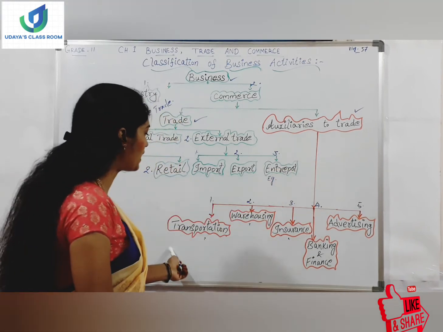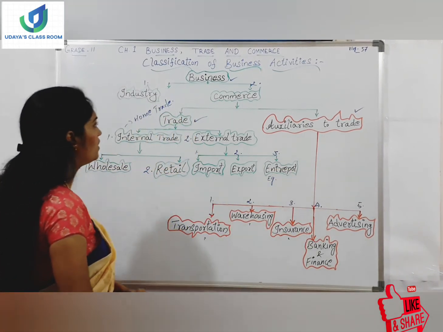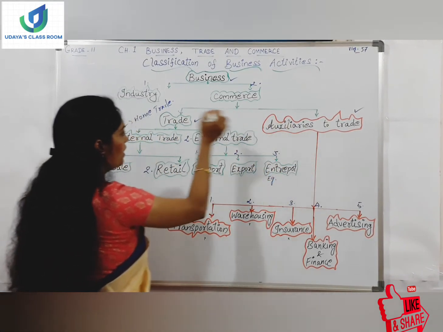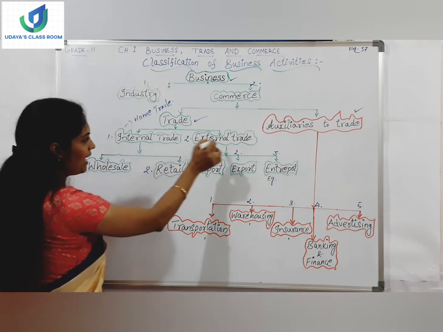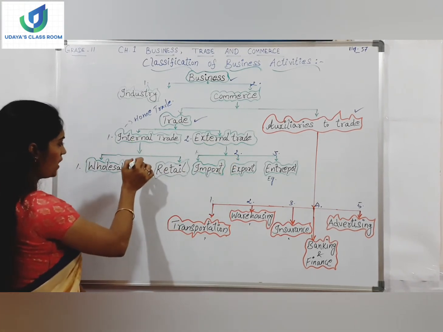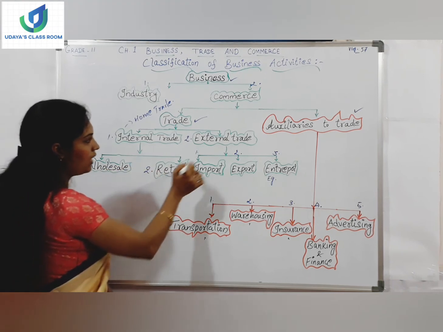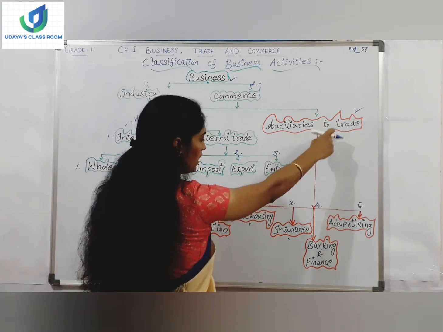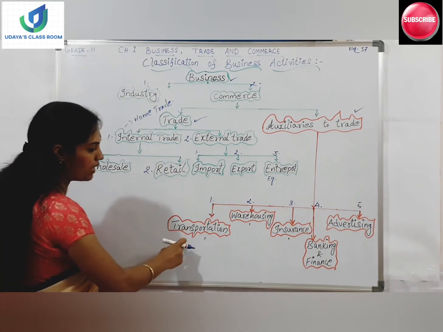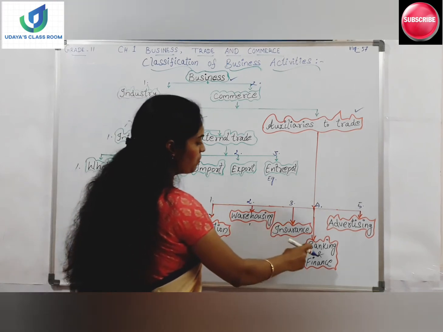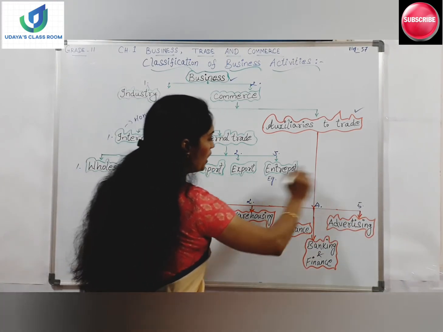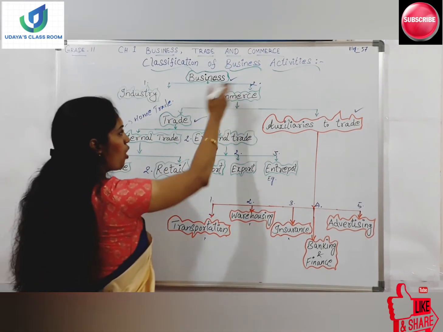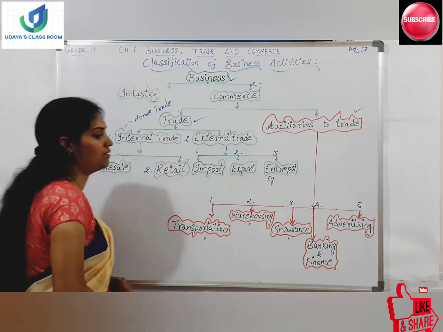So these are all the auxiliaries to trade. Now we have seen commerce could be classified into two: trade and auxiliaries to trade. Trade could be classified into internal trade and external trade, and internal trade is classified into wholesale and retail. External trade: import, export, and entrepot. Coming to auxiliaries to trade, it could be classified into five: transportation, warehousing, insurance, banking and finance, advertising. All these auxiliary services help the trade. So that is how commerce is classified.